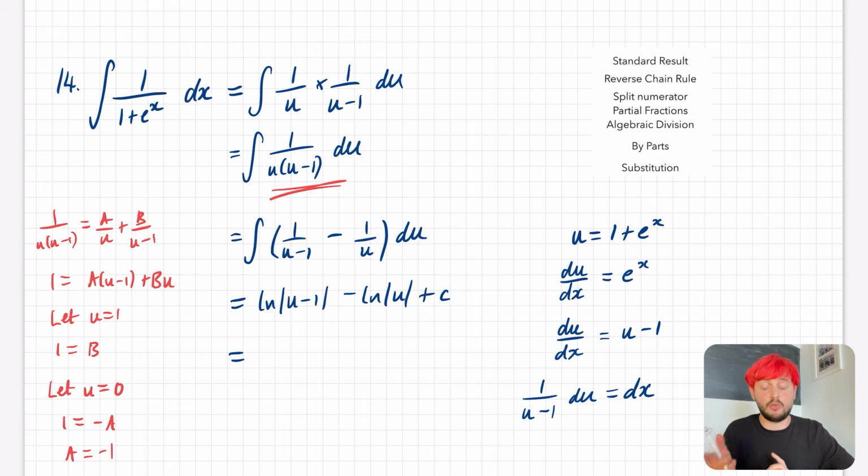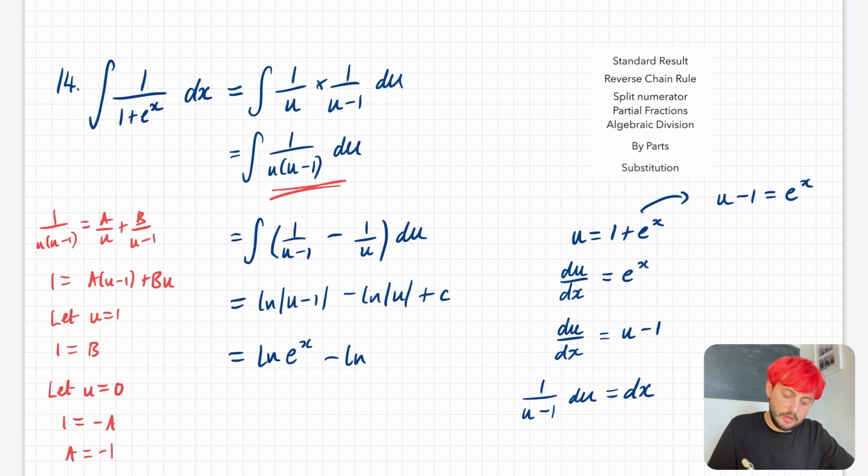Don't forget to replace it with what we originally had. So let's just quickly think what u minus 1 is. Well, u minus 1 is just going to be e to the x. So this is the ln of e to the x. I don't really need the modulus signs here because e to the x is always positive, minus the ln of u, which is 1 plus e to the x. Again, I probably don't need those modulus signs because 1 plus e to the x is always going to be positive. I would do one final bit of simplifying, which is that ln of e to the x is just x. So it's x minus ln of 1 plus e to the x plus c.